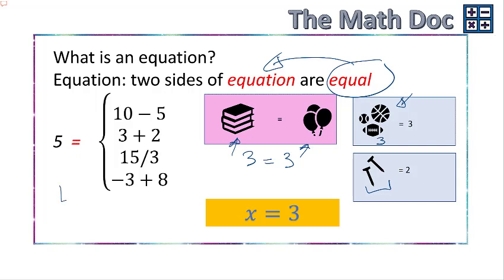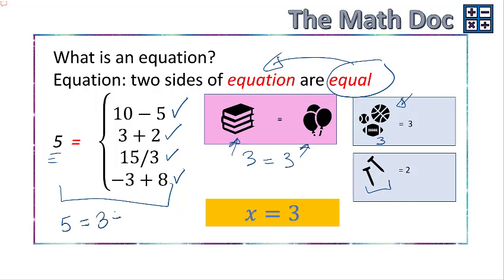Let's look here on the left at this equation. On the left-hand side, we have 5, and then we have a bunch of other mathematical expressions, right? Up here we have 10 minus 5. 10 minus 5 is 5, so that is equal to 5, so that is an equation. 3 plus 2 is 5, and that is an equation. 15 divided by 3 is 5, so that too is equal to 5. And negative 3 plus 8 is also 5. So I'm saying that any one of these is an equation, right?